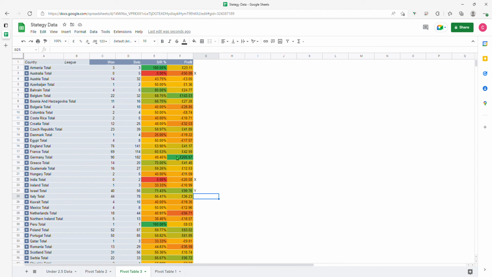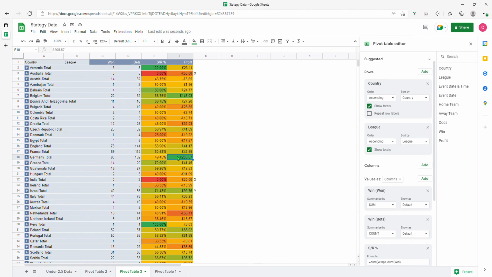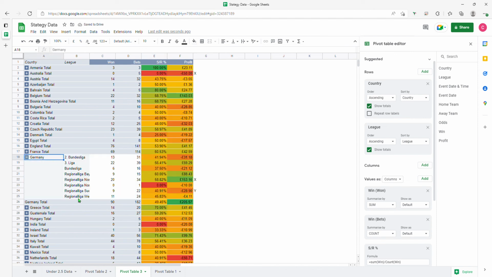You can see here we've got a £205 profit on the German leagues. We've only got a 49% strike rate, which is odd. So I click on plus to investigate the leagues. So you've got quite a few leagues here in Germany. Bundesliga's down here. These are in alphabetical order, so you have to look around for the leagues. You can see we've only done 16 bets on the Bundesliga and they haven't been very good.